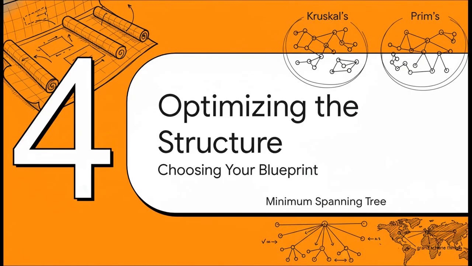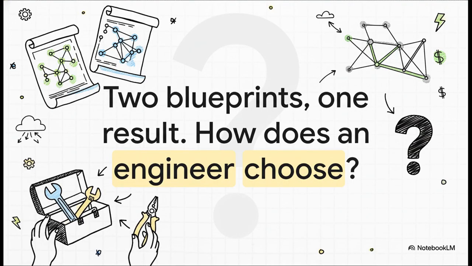Okay, so we've got 2 totally different blueprints, Kruskal's and Prim's, that both produce a perfect minimum spanning tree. So how does an engineer choose between them? And where does all this fit in the grand scheme of graph theory? And this is the classic engineering question, right? You have 2 completely valid tools that both achieve the exact same optimal result. So how do you decide which one to pull out of the toolbox?